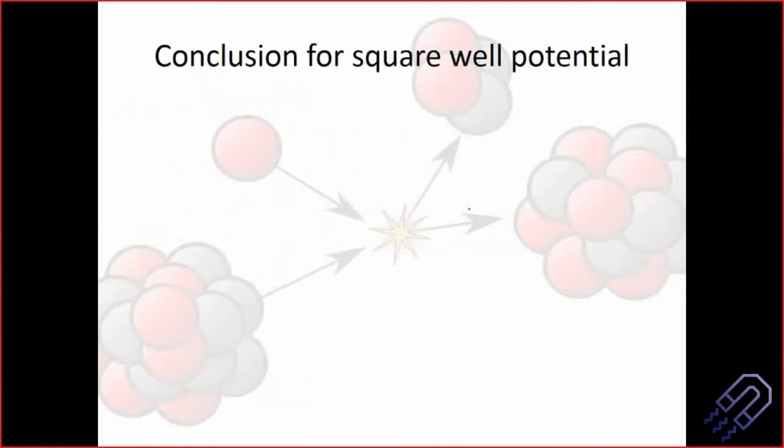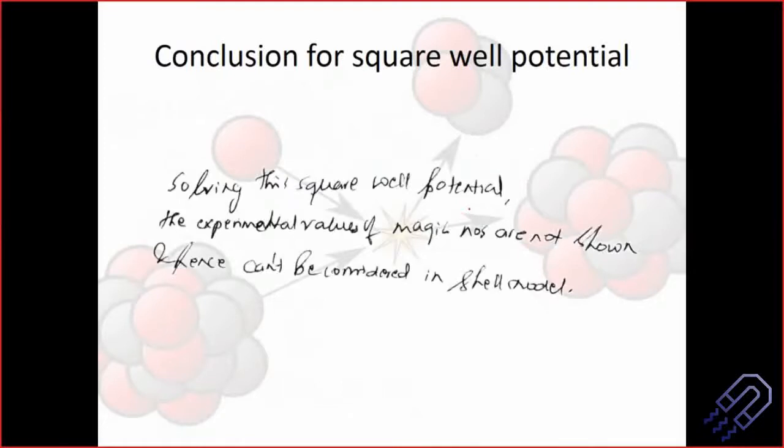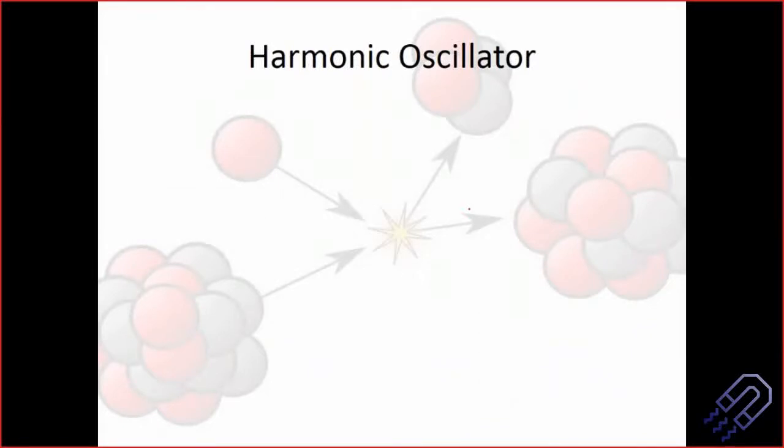Okay. So then what is our conclusion for the square well potential? The conclusion for the square well potential is that if we solve this square well potential, the experimental values of magic numbers are not shown and hence it can't be considered in the shell model. Okay, we cannot really explain the occurrence of magic numbers in the shell model if we use the square well potential, and that is the conclusion. Okay, so then what is our aim? Our aim is to shift to the next concept, and that is nothing but the harmonic oscillator problem.